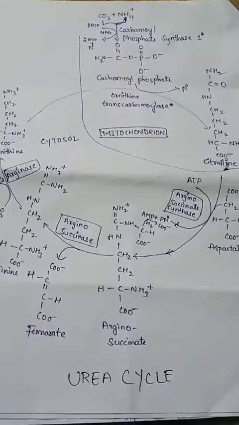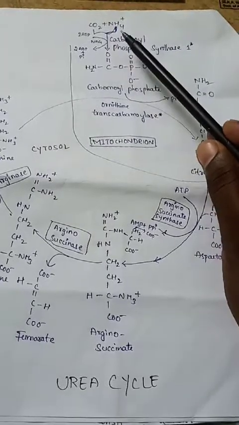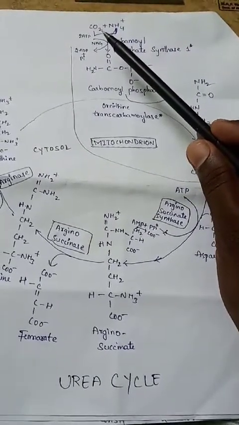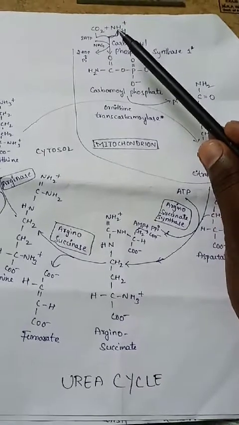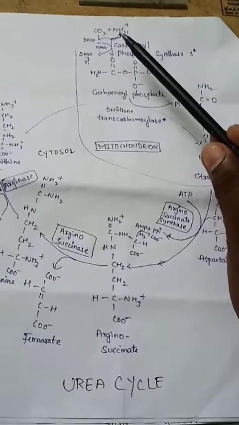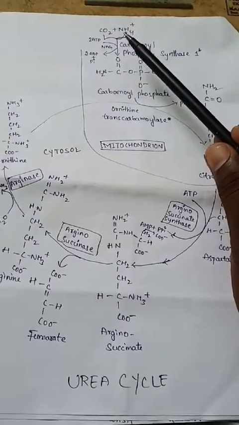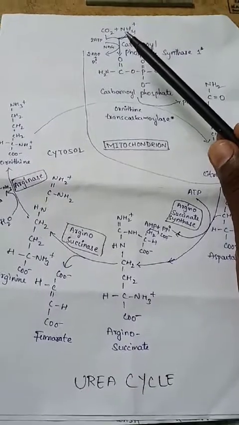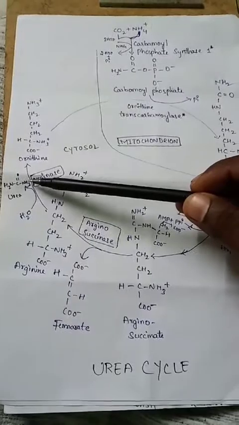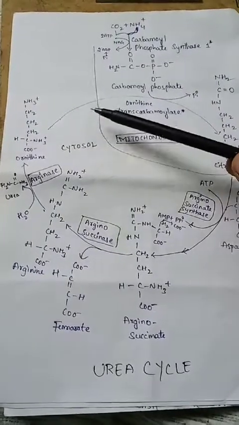The urea cycle's starting products are toxic compounds. One is carbon dioxide, and another is ammonia. Carbon dioxide is produced from our respiration system. Ammonia is produced from amino acids. So ammonium NH4 and carbon dioxide CO2 are both toxic in our body. They are eliminated as urea. So urea is eliminated from our body.